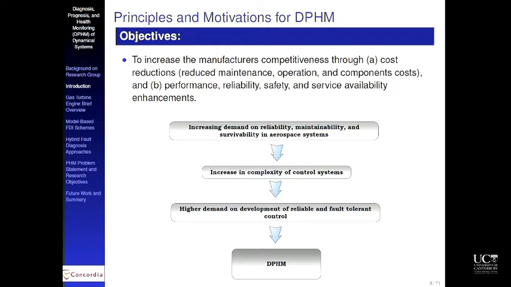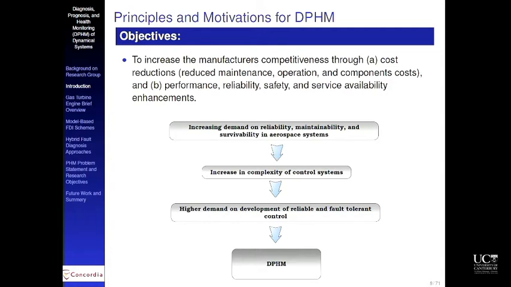And the main driving factor that pushes the interest in this domain comes from improving the manufacturers. We are interested here in aerospace manufacturers, but it applies to other sectors as well. It is the interest in increasing their competitiveness and how you can improve it. You can do it by reducing the cost, and the cost that we are talking about is the cost of operation, maintenance, and even components, or improve the performance, reliability, safety, availability, and all of these other factors.